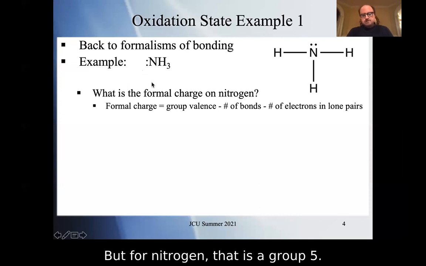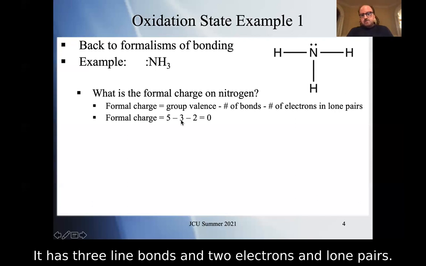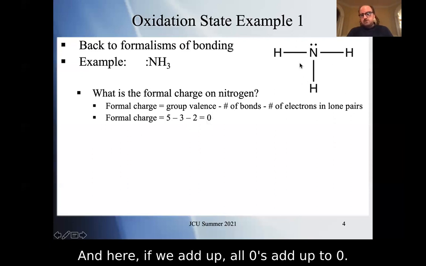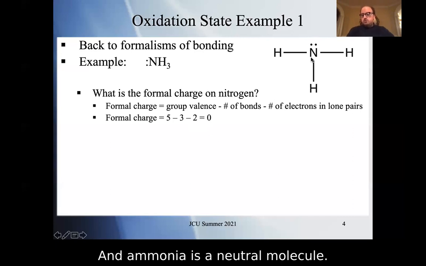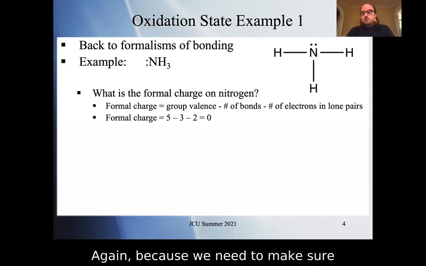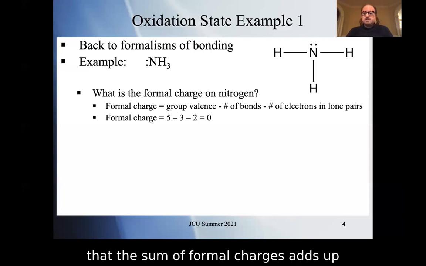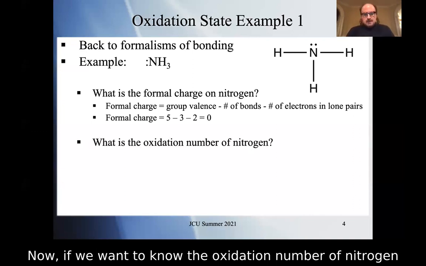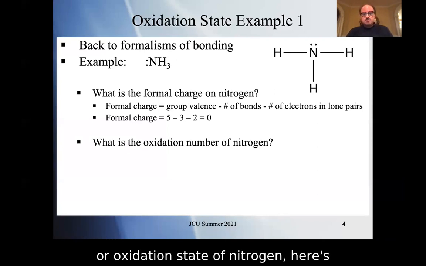But for nitrogen, that is a group 5. It has 3 line bonds and 2 electrons in lone pairs. So in this case, nitrogen is also 0 formal charge. And here, if we add up, all zeros add up to 0, and ammonia is a neutral molecule. Again, because we need to make sure that the sum of formal charges adds up to the charge on the actual molecule or ion.